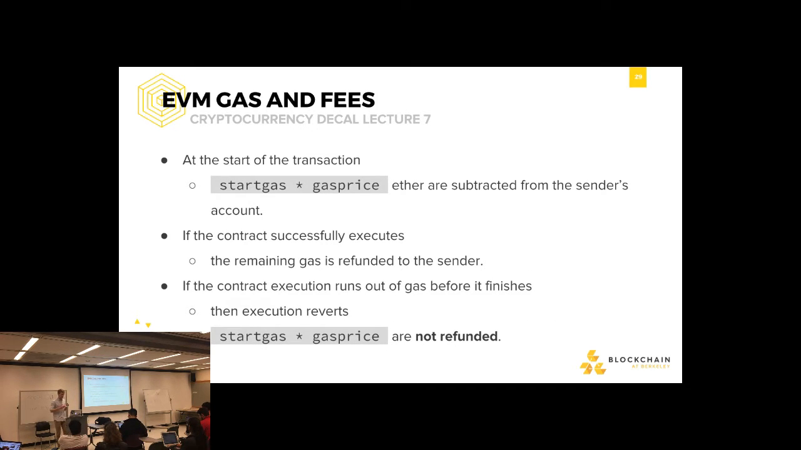And so at the start of the contract, you basically take the start gas, multiply it with the gas price, and that is the maximum amount of ether worth of gas that you're willing to spend on that transaction. And that's subtracted from your account. If the contract runs successfully and completes, there might be some leftover gas, and that's just added back into your account. However, if the contract fails to execute because you didn't put enough gas into it, it'll revert all of the execution of that contract and won't refund you any of the gas. So you should always overestimate how much gas you're willing to put into the contract.